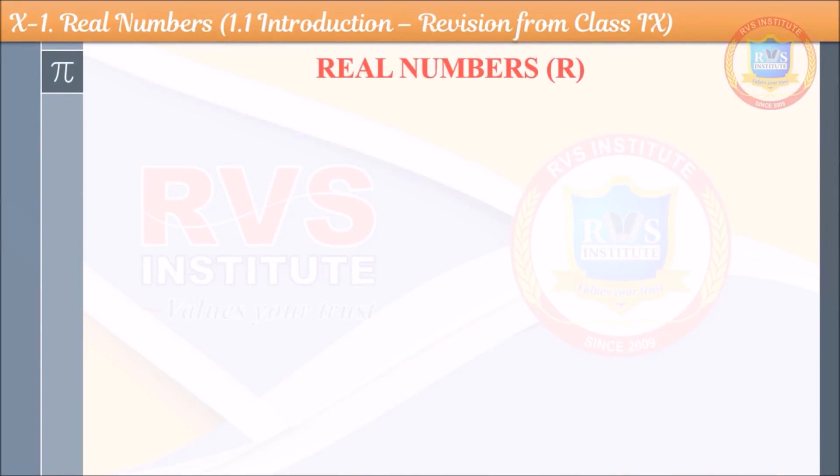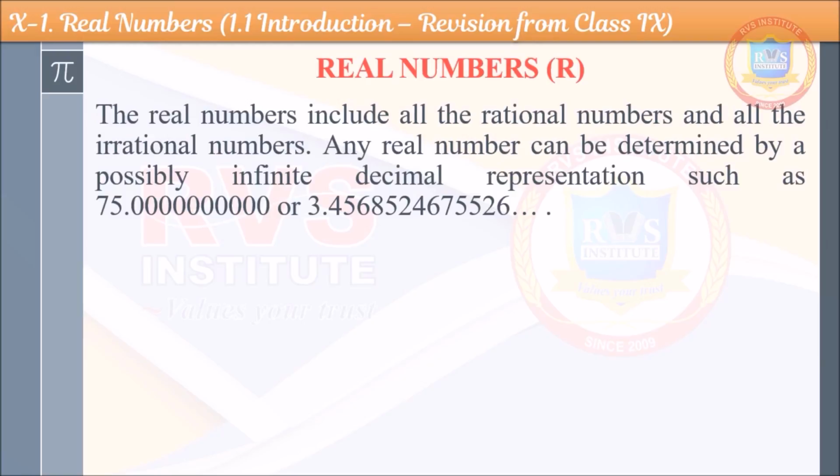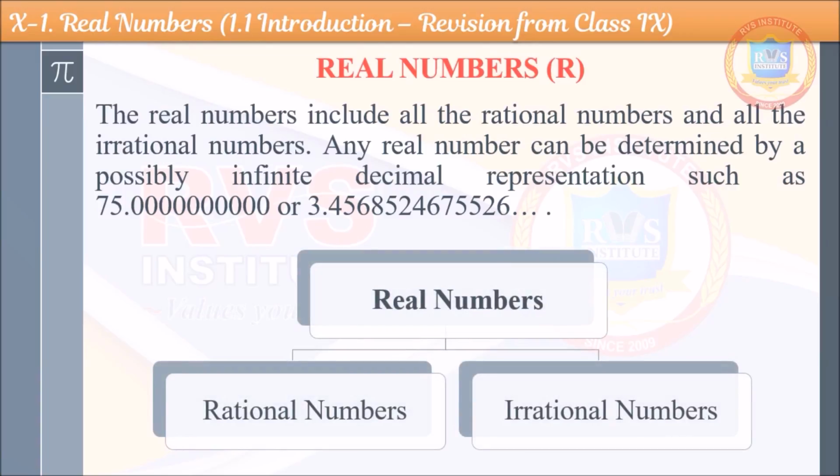Next, real numbers. The real numbers include all the rational numbers and all the irrational numbers. Any real number can be determined by a possibly infinite decimal representation such as 75.0000 or 3.45685246755526 and so on. With the graph given below, we can easily understand the real numbers.